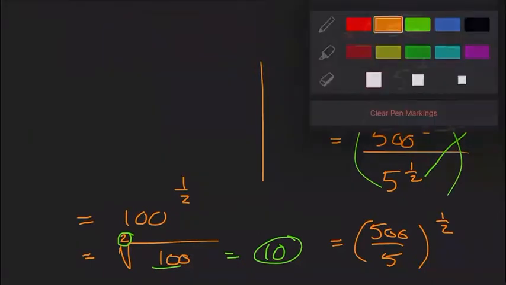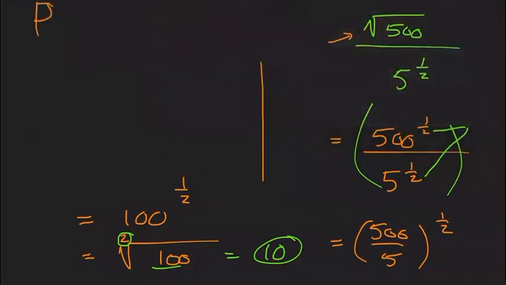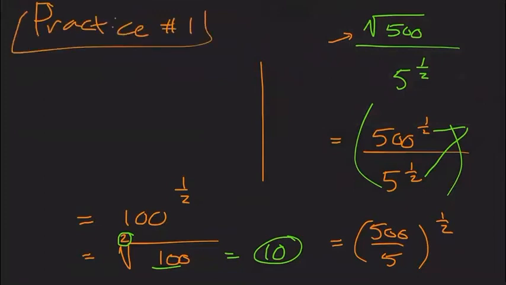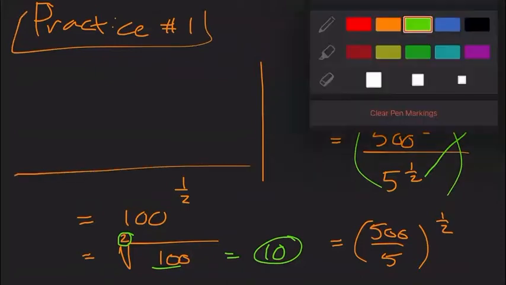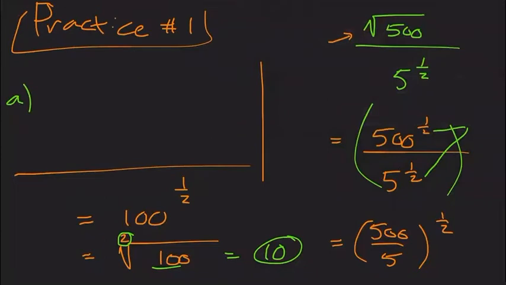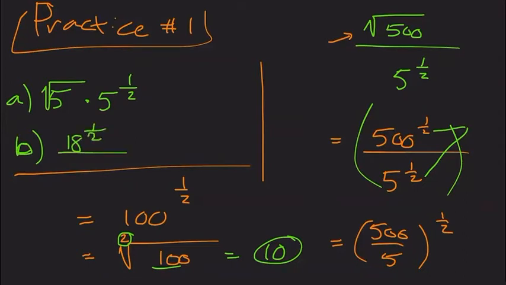So with that, let's move on to some practice. We'll try one with multiplication, one with division. So let's say we have square root of 5 times 5 to the 1/2, and let's say 18 to the 1/2 power over 2 to the 1/2 power. So let's go ahead and pause the video and give these a try.